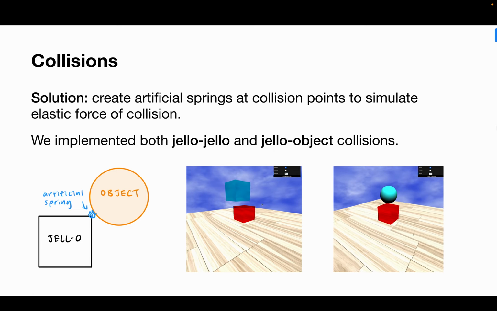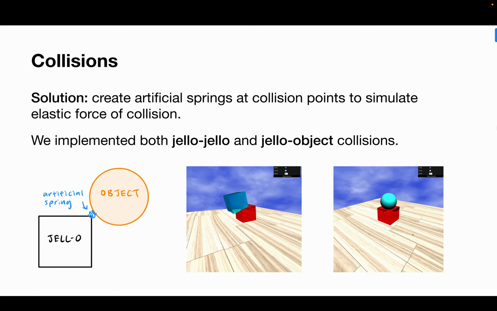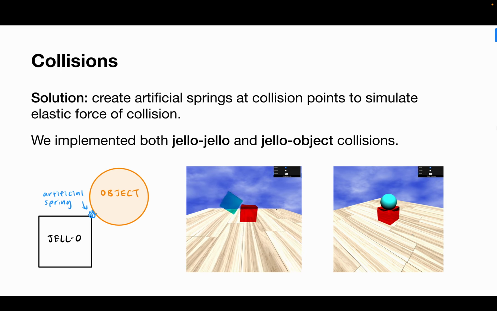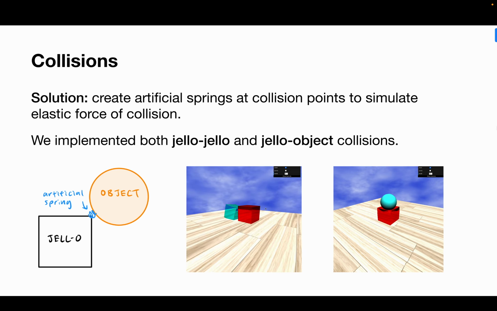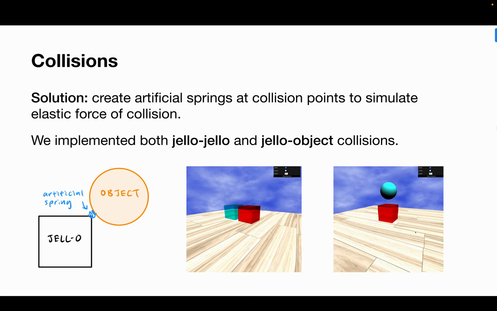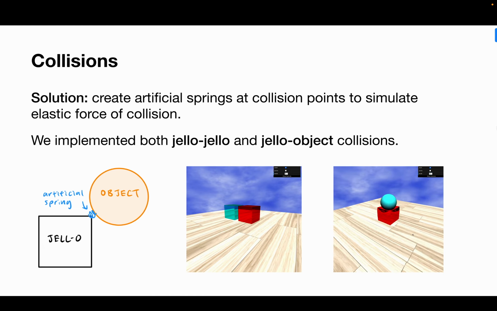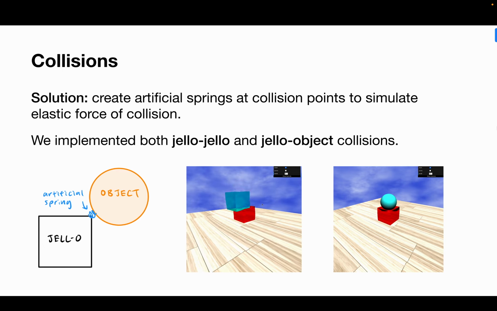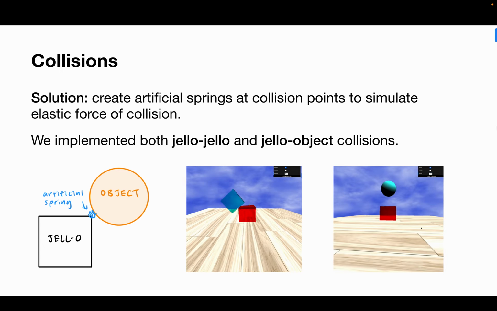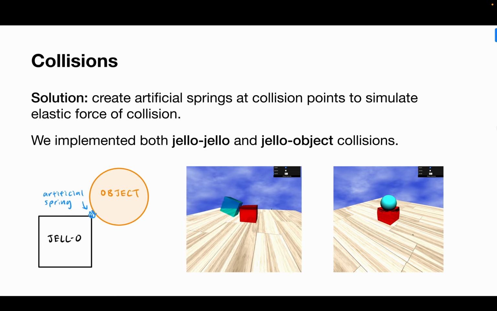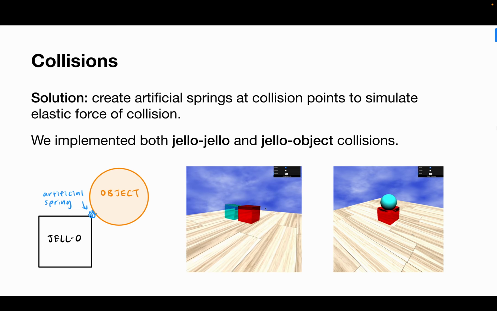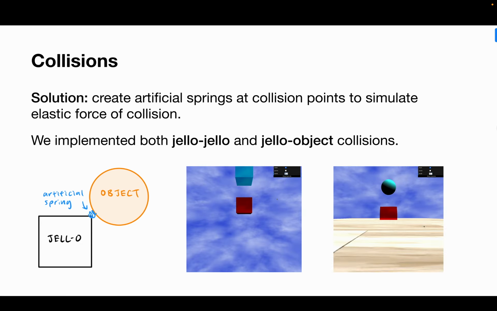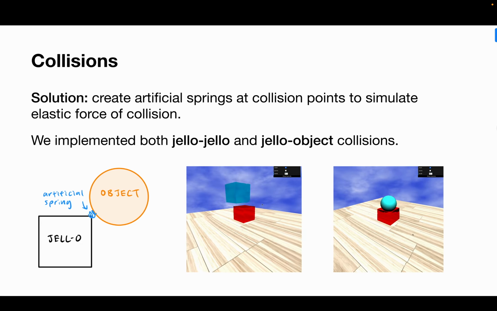For collisions, we implemented JELLO collisions and JELLO object collisions. For JELLO collisions, we intersected each point mass of each JELLO cube with each other to see if they intersected or not. And for JELLO object collisions, we intersected each point mass with the implicit definition for the object. But these operations are really slow, so we implemented an optimization, which was to collide the bounding boxes of the JELLO cubes and the objects with each other first.